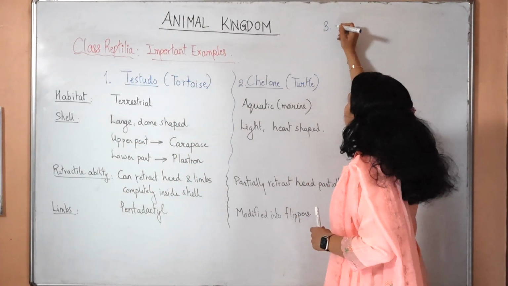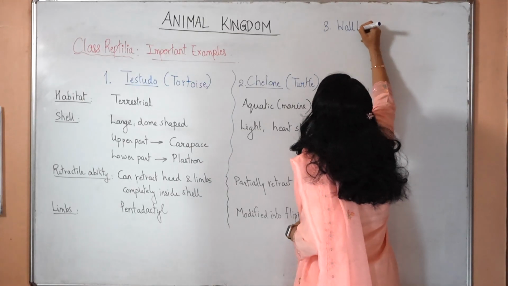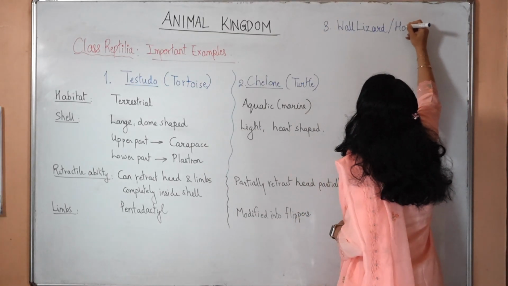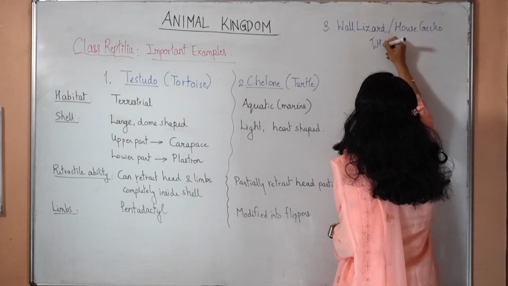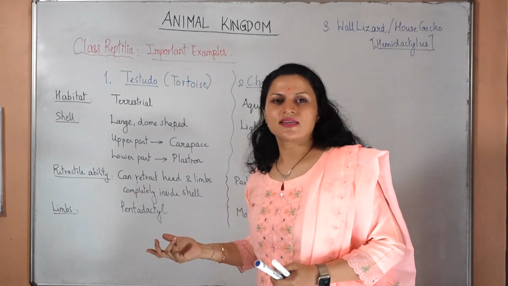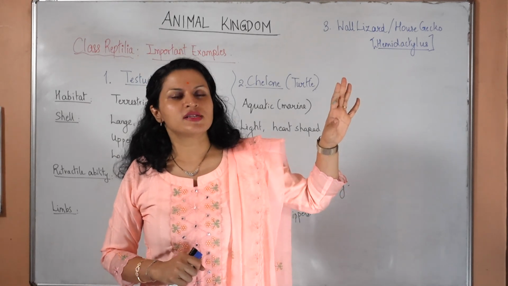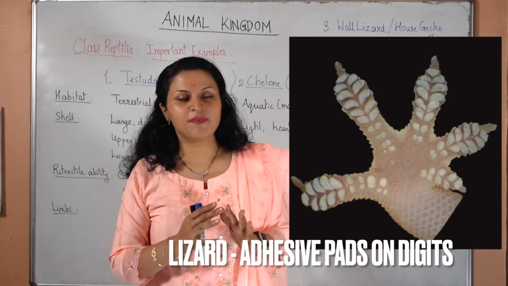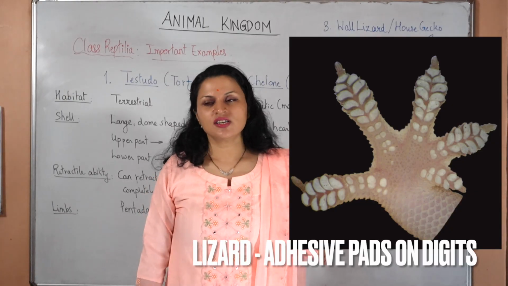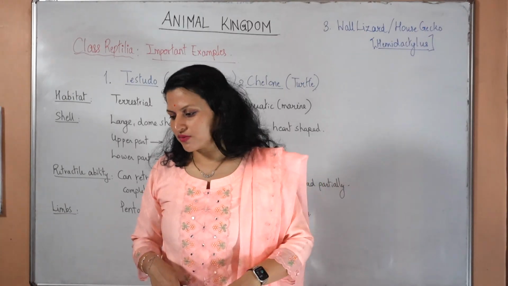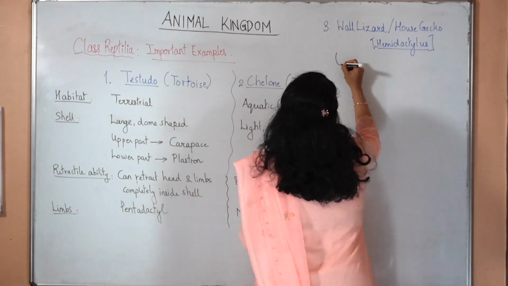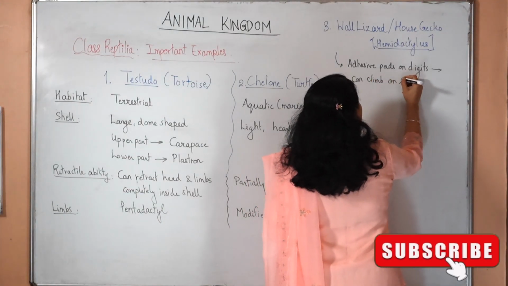Let's look at the third example now. The wall lizard, also called as the house gecko. Scientific name is Hemidactylus. Everybody has seen the house gecko, isn't it? The lizard. So it is able to climb on the walls and all because it has adhesive pads underneath its digits to be able to climb on smooth surfaces.